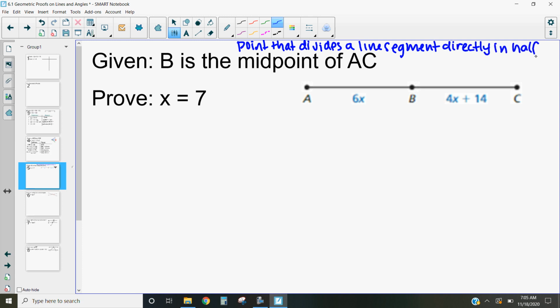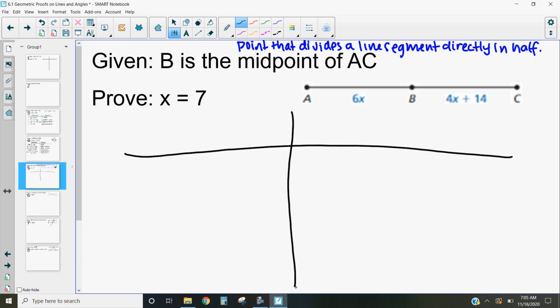That's the definition of a midpoint. Okay, now that is super important for us to know when it comes to solving this problem. So let's use that idea to describe it. If B is the midpoint of AC, what that means is these two things have to be equal to each other. And if I set CX equal to 4x plus 14, I can just solve for x using algebra and figure out that x equals 7. So that is the outline that I'm going to follow.